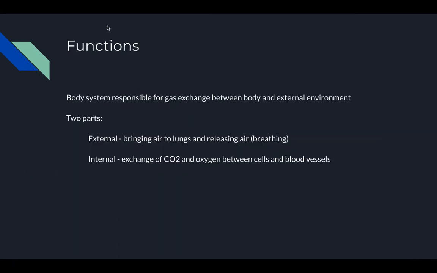So basically the respiratory system, let me move the Zoom controls over. The respiratory system's function is pretty simple. It's the body system that's responsible for gas exchange between your body and its external environment. The external part brings air into your lungs and releases the air, which is essentially breathing. The internal part is the actual chemical exchange of carbon dioxide and oxygen between cells and blood vessels. So those are essentially the functions.